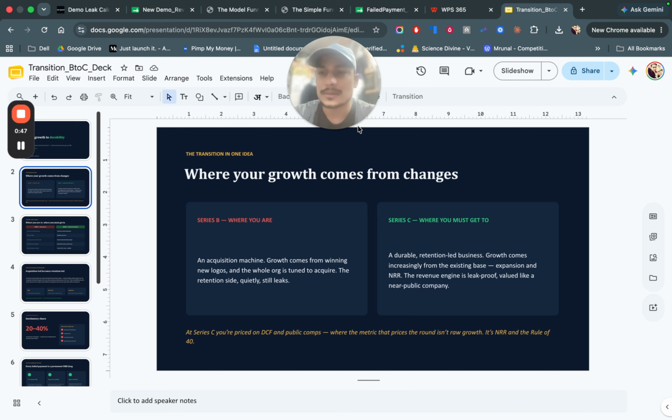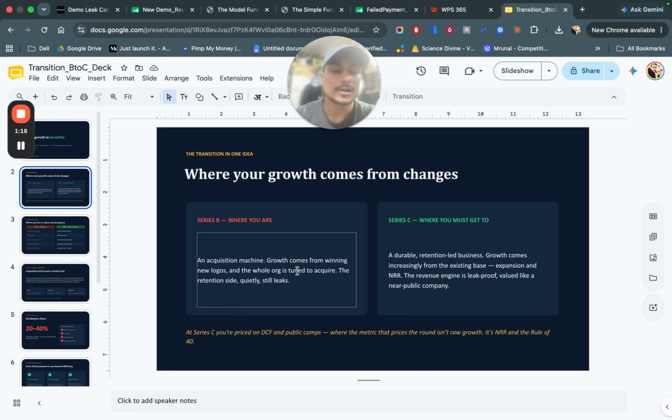In the second step, where your growth comes from changes. In Series B, an acquisition machine, growth comes from winning new logos. The whole org is tuned to acquire, while the retention side quietly still leaks. In Series C, where you must go, a durable retention-led business, growth comes increasingly from existing customers: expansion, NRR, and the revenue engine is leak-proof and valued like a near-public company. That's why the leak is retention here.